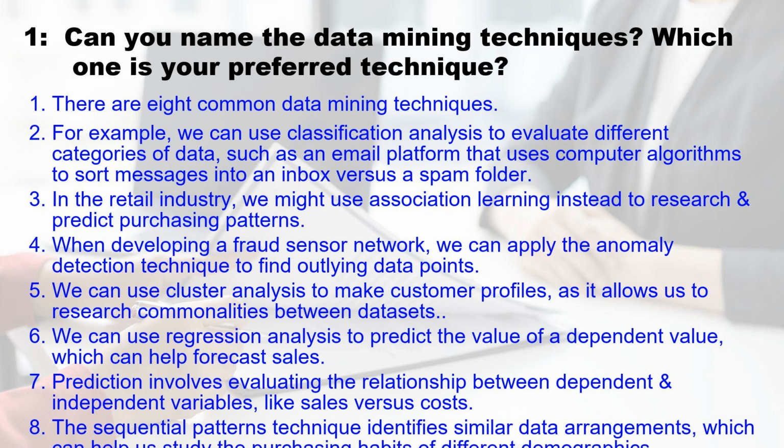When developing a fraud sensor network, we can apply the anomaly detection technique to find outlying data points. We can use cluster analysis to make customer profiles, as it allows us to research commonalities between datasets. We can use regression analysis to predict the value of a dependent value, which can help forecast sales. Prediction involves evaluating the relationship between dependent and independent variables like sales versus costs.